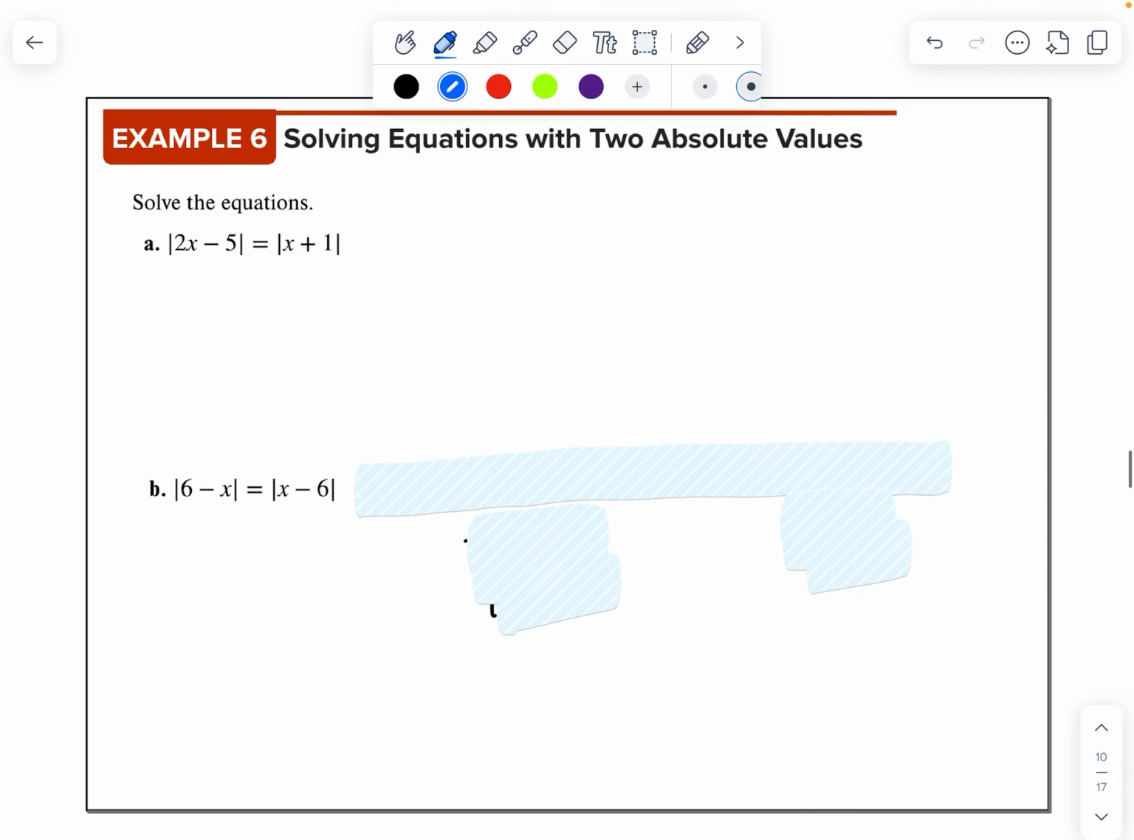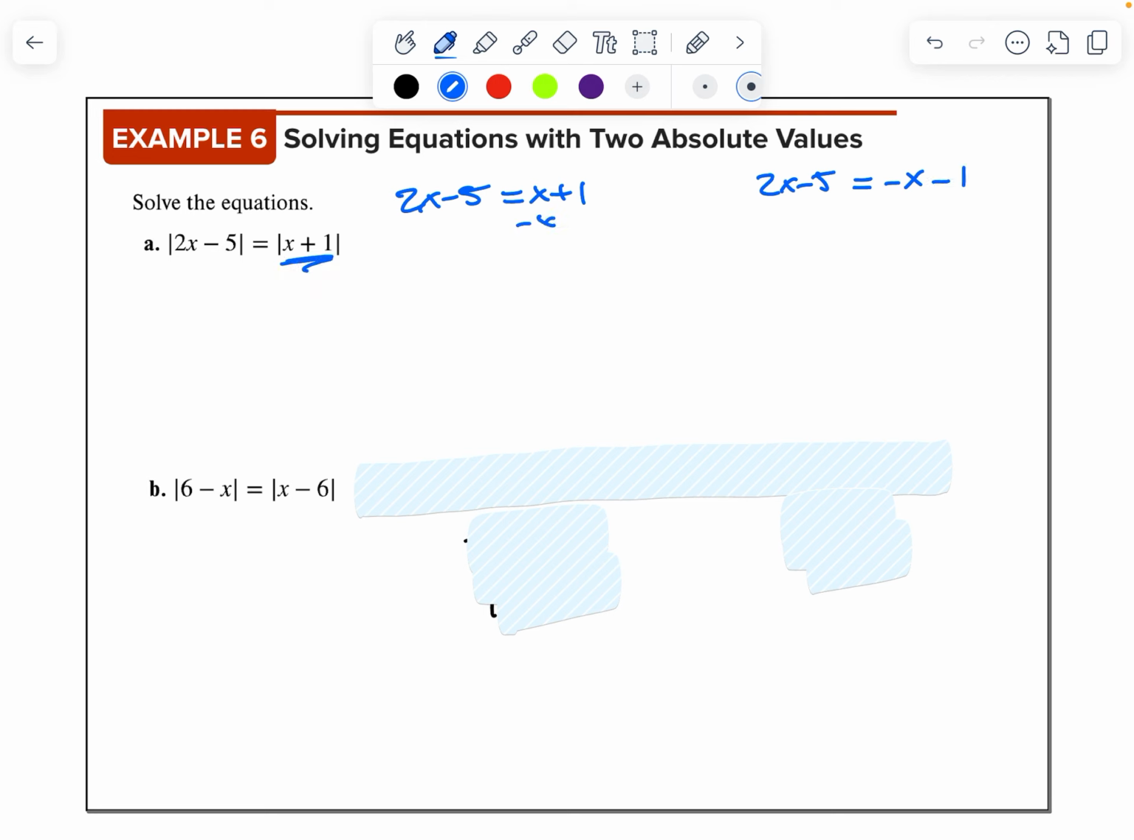If you ever have an absolute value equal to an absolute value, you're going to do the same exact thing, but even though one of them is in absolute values, you're going to have to make one of them different. I always just keep the first one, right? So here's how we're going to do it. We're going to say 2x minus 5 equals x plus 1, and 2x minus 5 equals negative x minus 1. I'm changing everything in there.